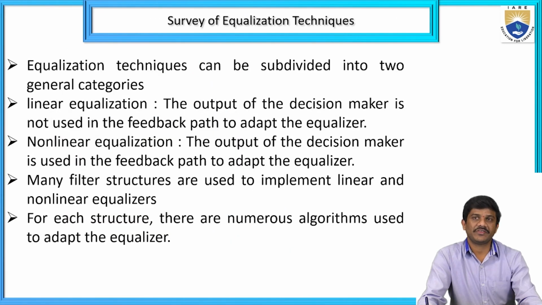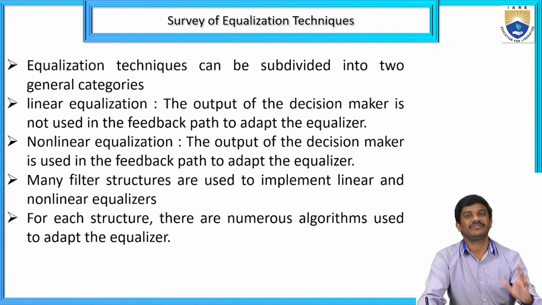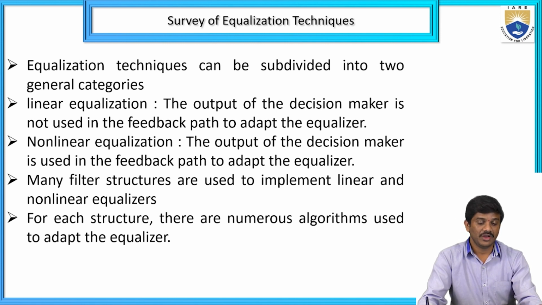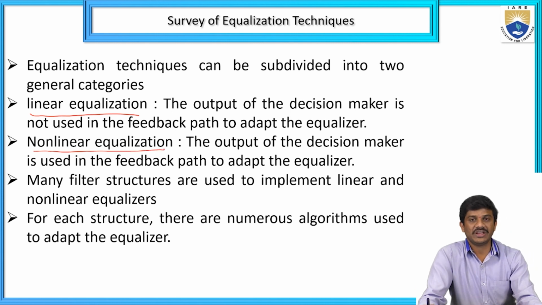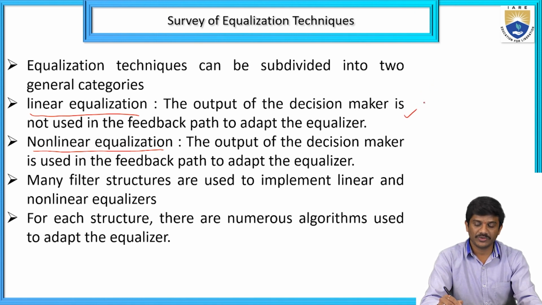Next is a survey of equalizations. What are the different categories in equalization techniques? Equalization techniques can be subdivided into two general categories: linear equalization and non-linear equalization. In linear equalization, the output of the decision maker is not used in the feedback path to adapt the equalizer. Here there is no feedback, we are not using any feedback path.